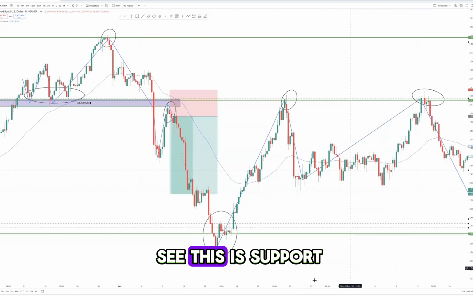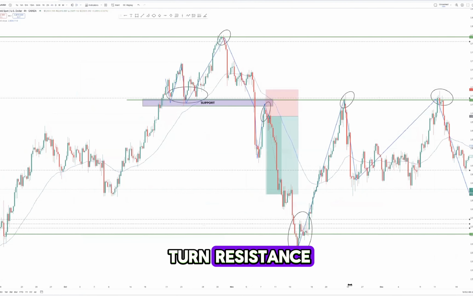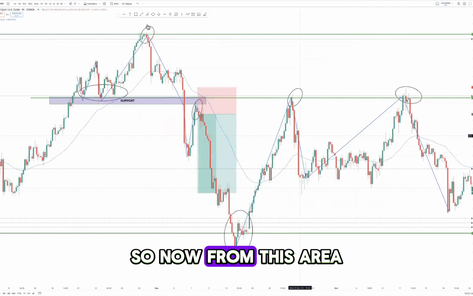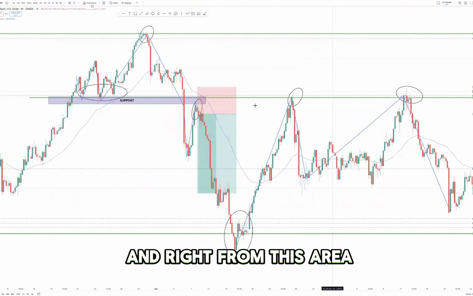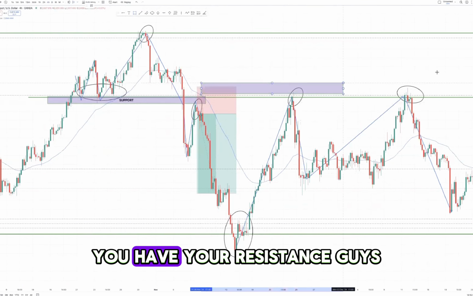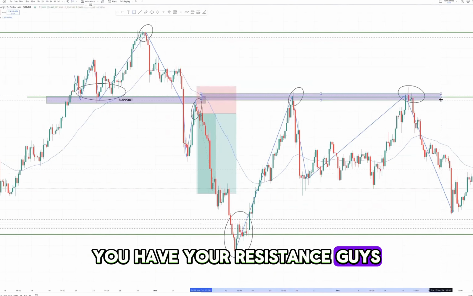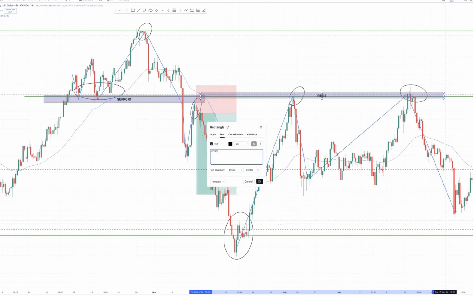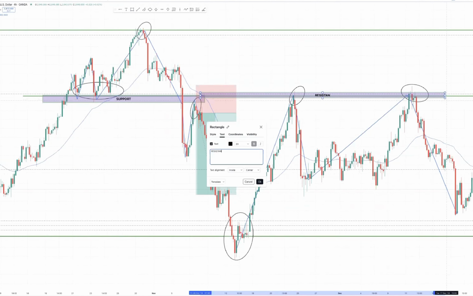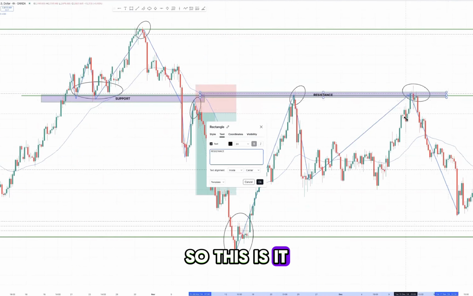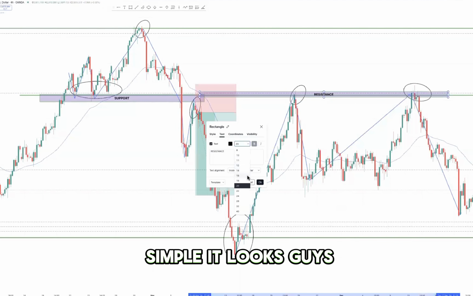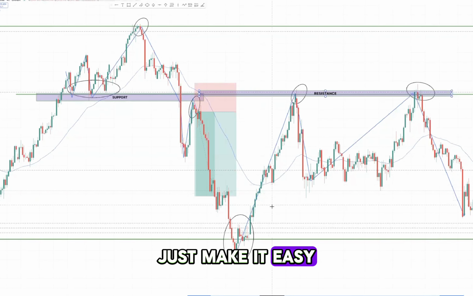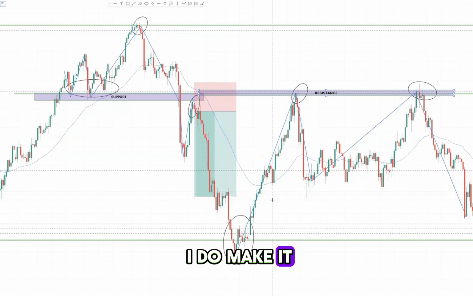So as you can see, this is support turn resistance. This is clearly support turn resistance. So now from this area, you have a support, and right from this area, you have your resistance, guys. So this is it. This is just how simple it looks, guys. You don't want to make it look hard. Just make it easy. Make it easy like I do.